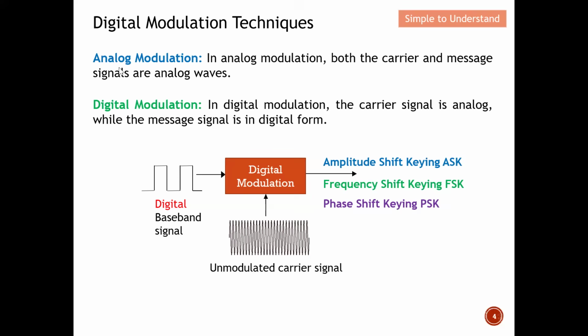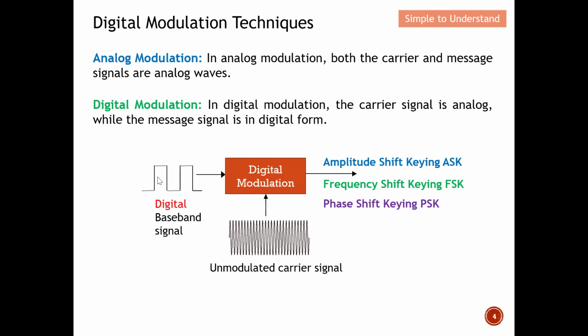So this is for the analog modulation. As for digital modulation, it's slightly different. From here you can see that in digital modulation, the carrier signal will still be an analog waveform, while the message will be in a digital format. So from here you can see that this is actually a digital signal.